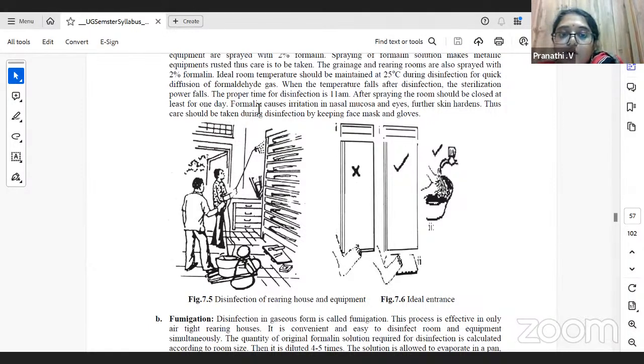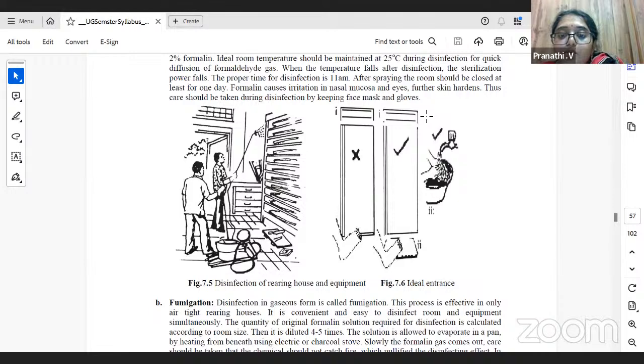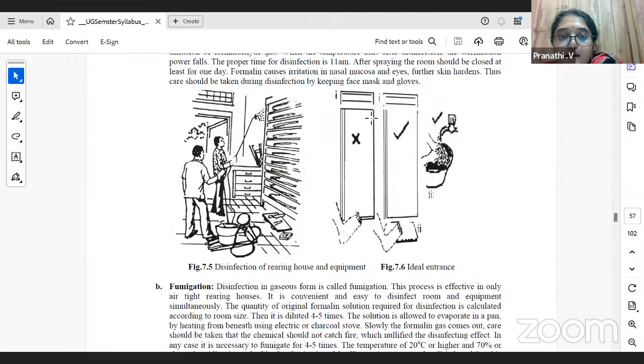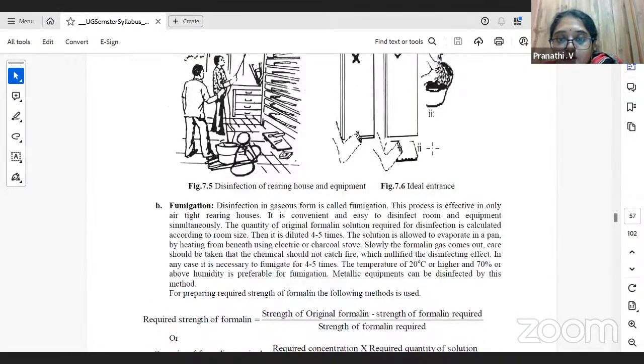And like I told you, formalin causes irritation in the nasal mucosa, eyes, and the skin hardens. So we need to put on a face mask, gloves, etc. while we are doing this particular disinfection. See, this is the formalin mat.